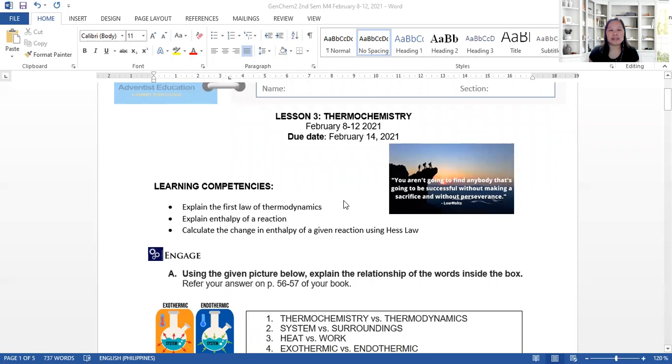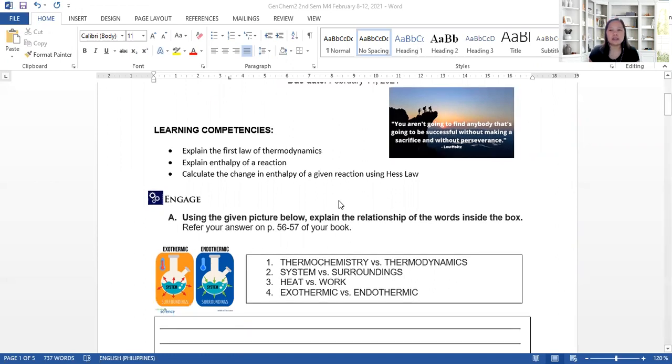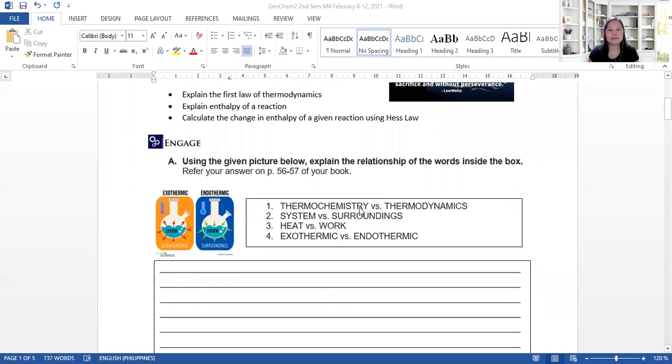So we have learning competencies. We have three. Explain the first law of thermodynamics. So what's the relationship of thermochemistry and thermodynamics? And then explain enthalpy of a reaction. So what do we mean by enthalpy? And then calculate the change in enthalpy of a given reaction using Hess's law, or Hess law. So we will be defining the definitions of these following terms before we proceed to the main topic of this module.